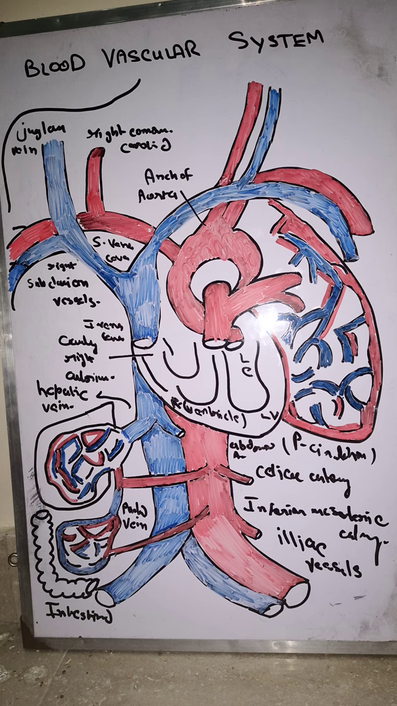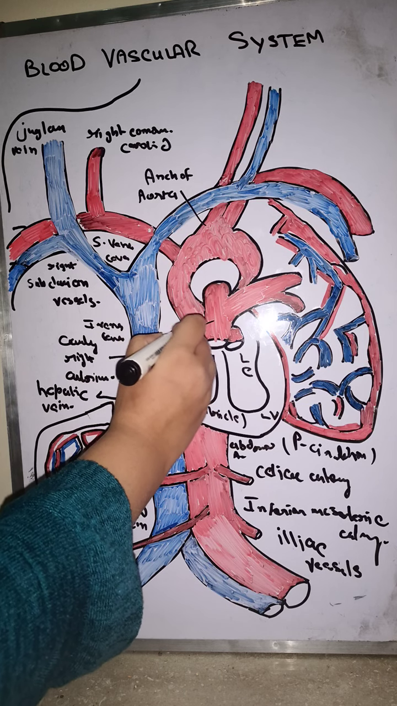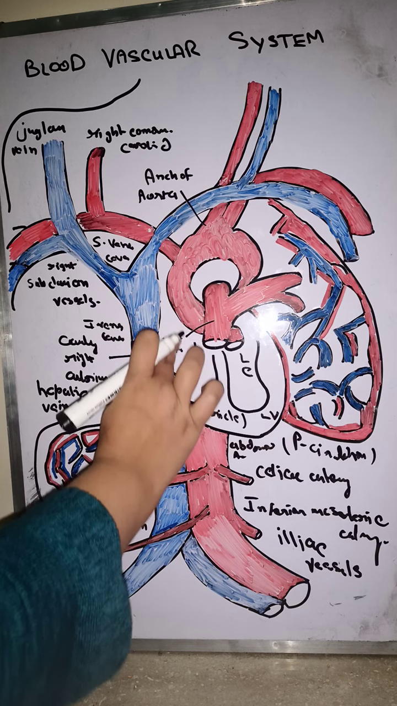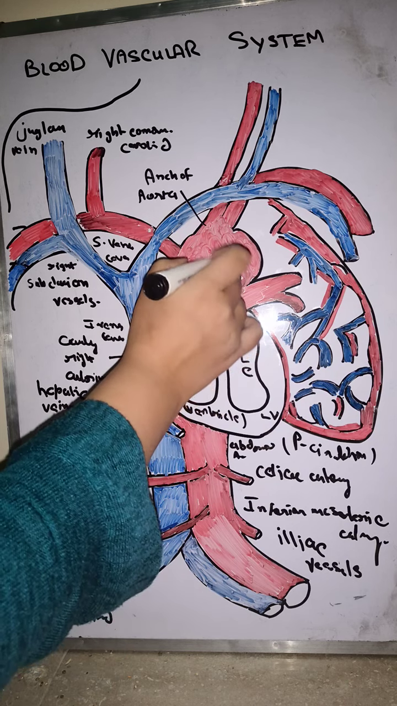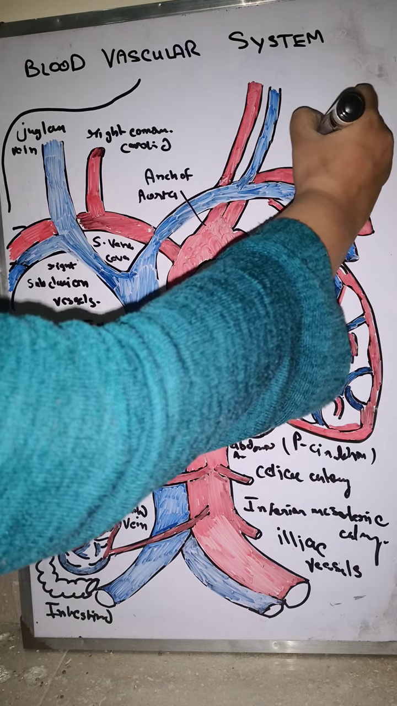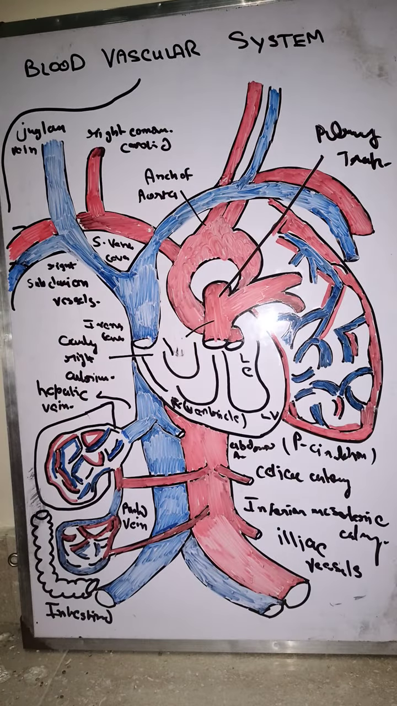As you know, this part is called the pulmonary trunk. This is an important part because it carries a major part of the blood towards the lungs. This is the major trunk which carries much of the blood.